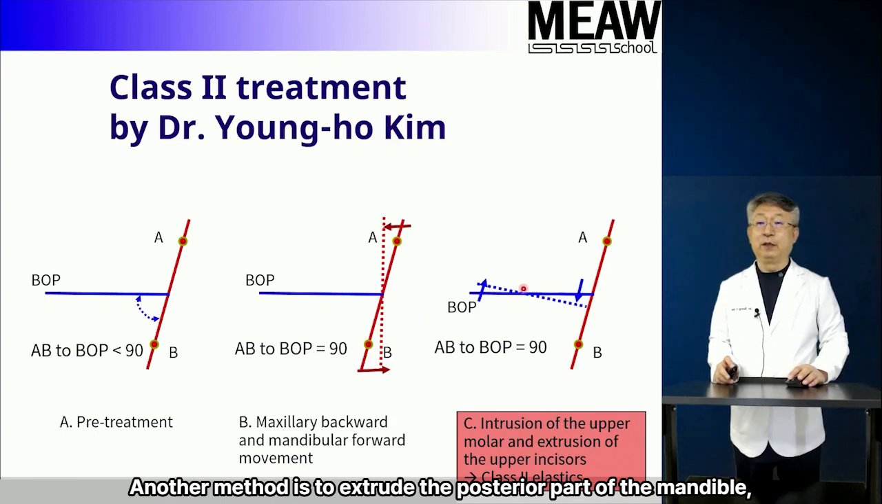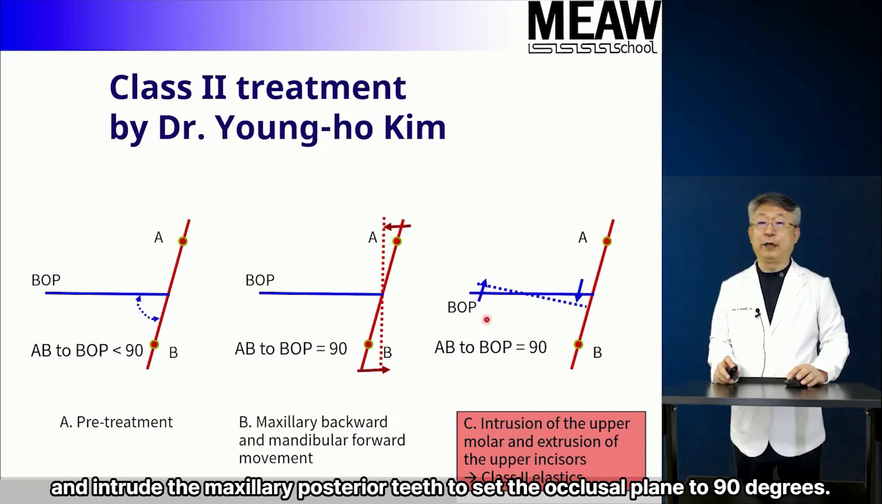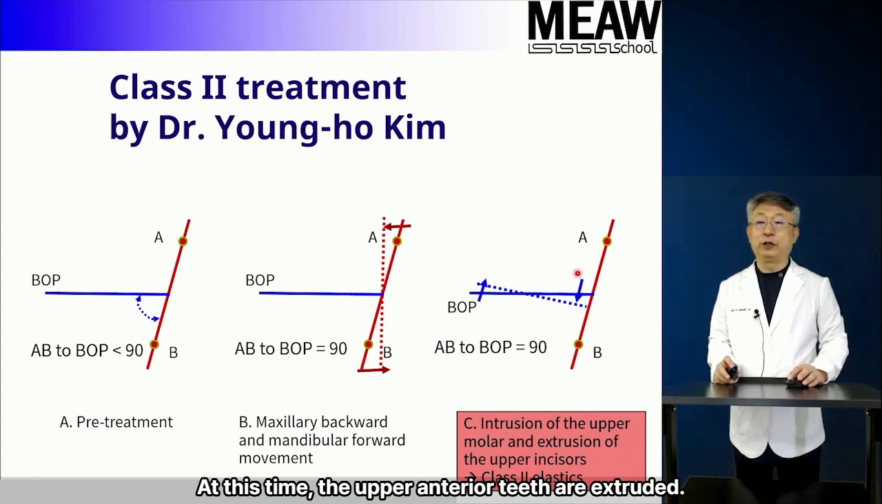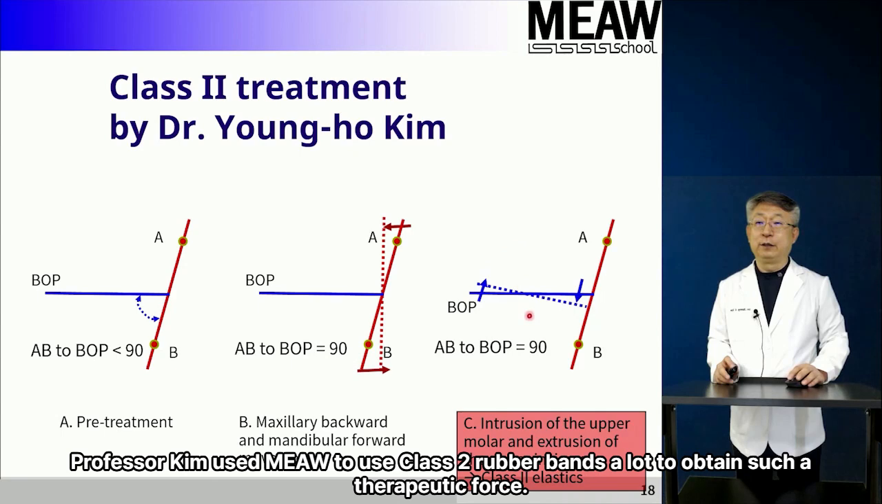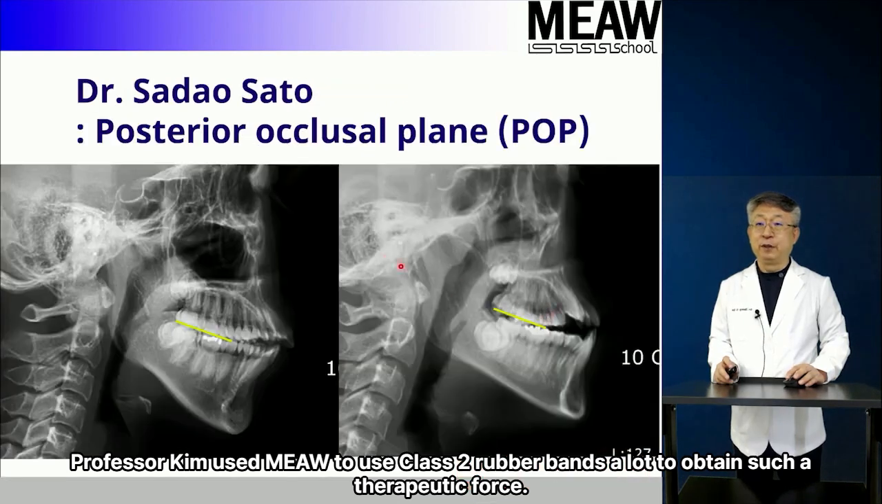Another method is to extrude the posterior part of the mandible and intrude the maxillary posterior teeth to set the occlusal plane to 90 degrees. At this time, the upper anterior teeth are extruded. This can be achieved mainly through a Class 2 rubber band. Professor Kim used MEIW to use Class 2 rubber bands a lot to obtain such a therapeutic force.